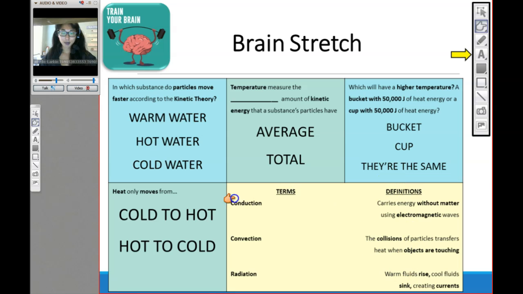And then you do have some matching here. So what is conduction? Think about a conductor has to hold their baton. What is convection? Think about how a convection oven has a fan. And what is radiation? Think about how the sun, heat energy can reach us through outer space, even though there's nothing in outer space. So you have definitions over here. Go ahead and match those up. Take about 60 seconds, work on all of these.